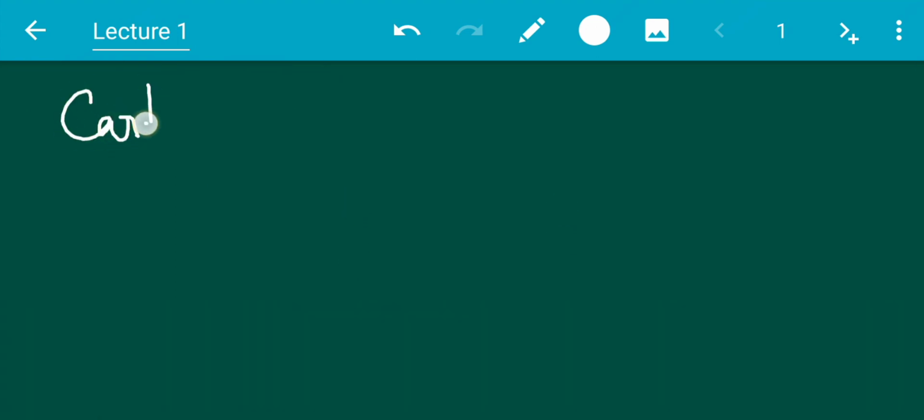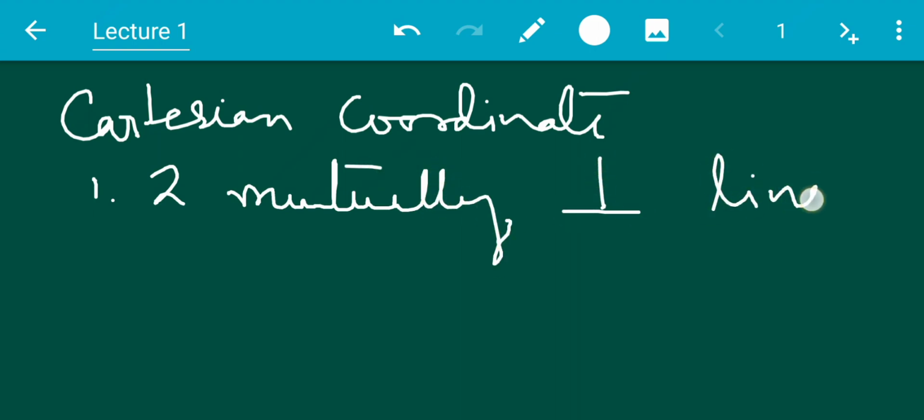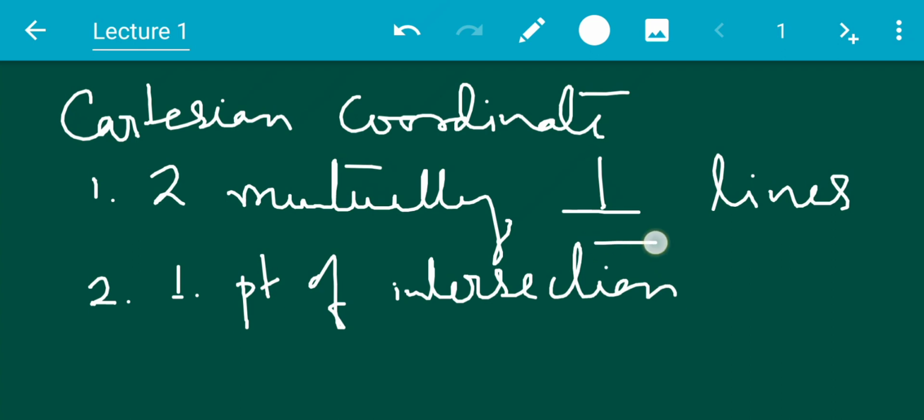Let us understand the Cartesian coordinate system. What is there in the Cartesian coordinate system? First, you have two mutually perpendicular lines. Number 2, you have one point of intersection. Okay, so these are the two components. Two mutually perpendicular lines means lines which are perpendicular to each other, and one point of intersection.